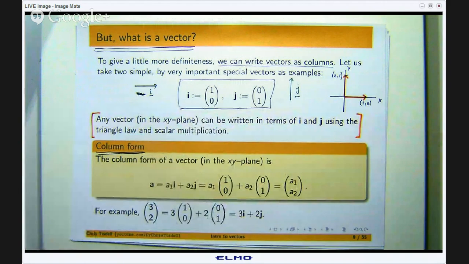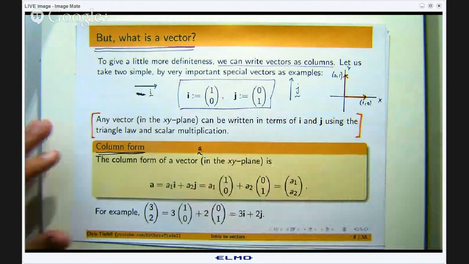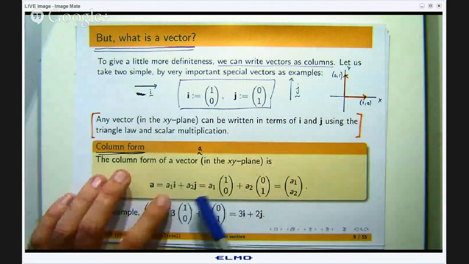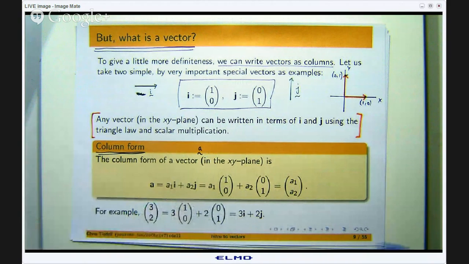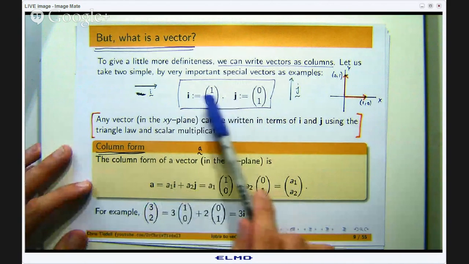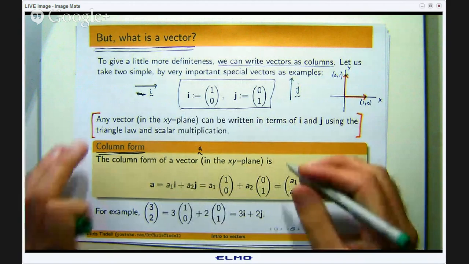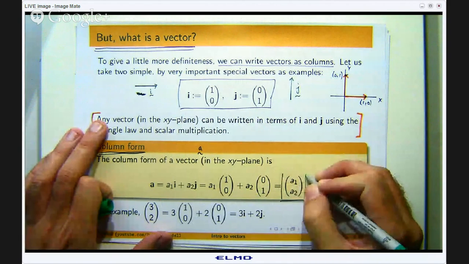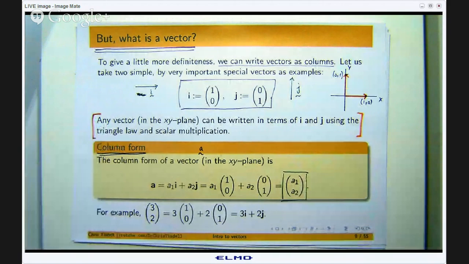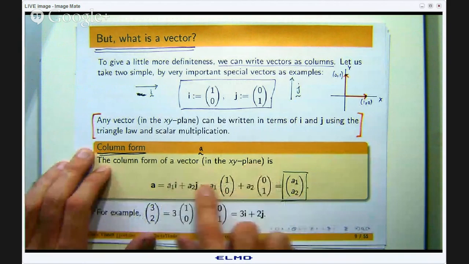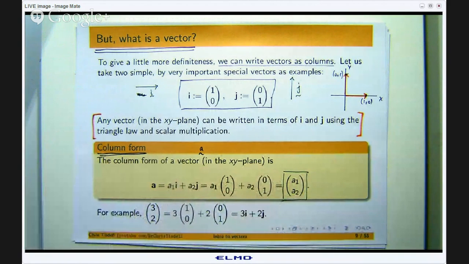The column form of a vector A in the XY plane is given by this, where A1 and A2 are numbers, and i and j are our basis vectors, and you can write them as this. Actually this is the column form. If I was to specify the column form, it would be this thing over here. But I've just broken it down to show you how you can break any vector down into the i and j component vectors, if you like.